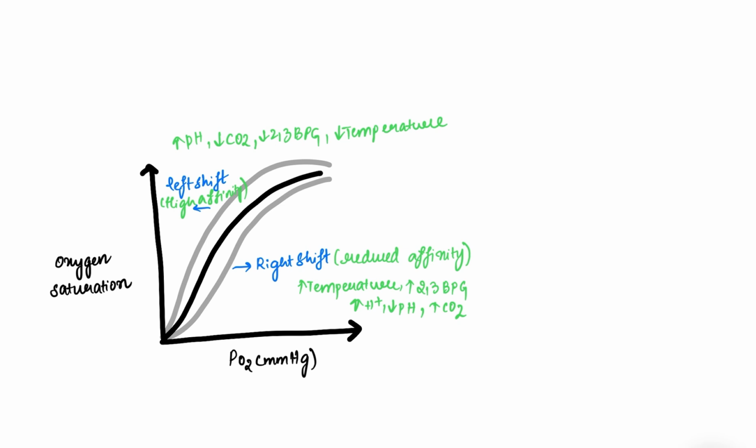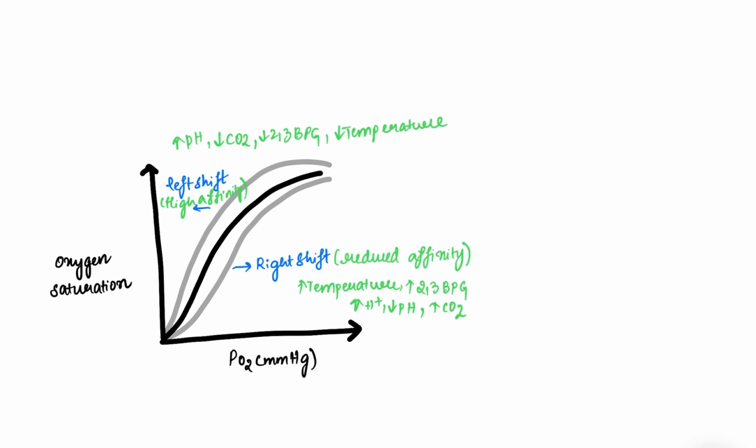So the simple concept here is, whenever there is a right side shift, there is reduced affinity between the hemoglobin and oxygen. So there is more easily available oxygen because of this, because it will let go of the oxygen easily. And the left shift is where there is high affinity between the hemoglobin and oxygen, and it will hold the oxygen. Though there is a high amount of oxygen, it will not be available to the tissues because of the tight holding between the hemoglobin and oxygen.